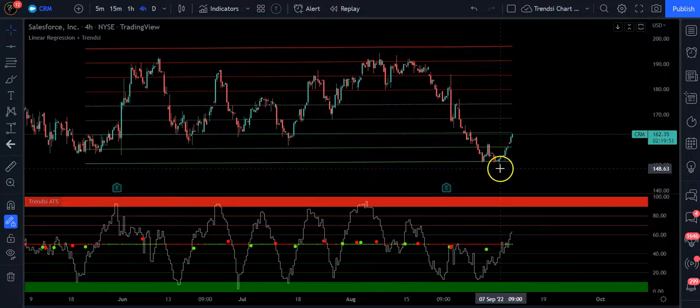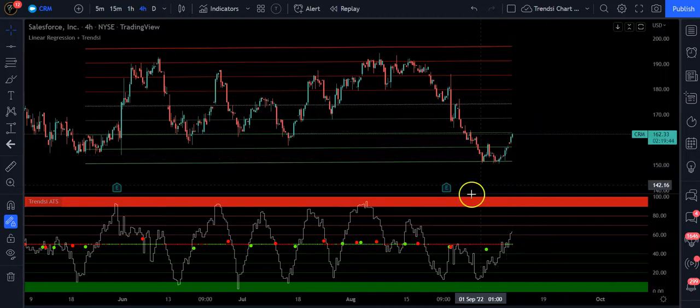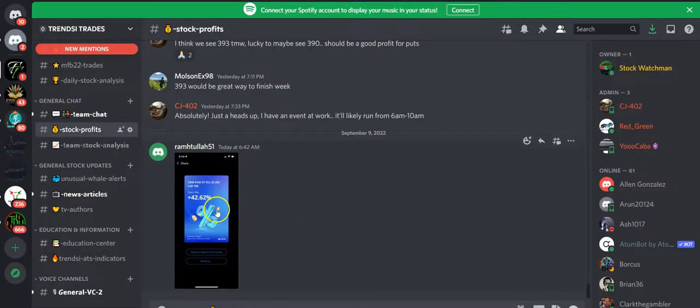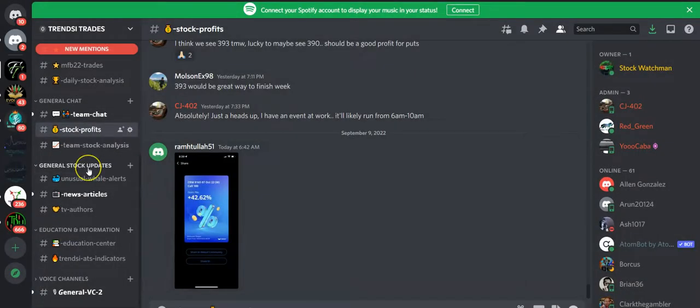We're going to go over this exact entry and this play that we ended up doing on CRM. This is on Salesforce this morning, taking advantage of this spike in the market. If we head over to our Discord, I'm going to show you guys, we ended up this morning at 42.62%. One of our members was able to take that out of this play just by using Trinity indicators.